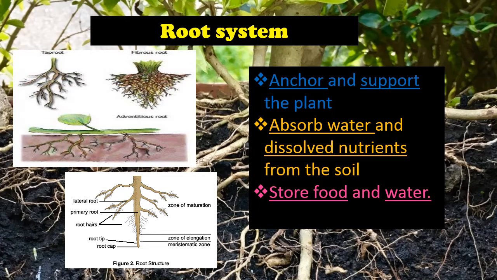Now students, this is the plant organ system, and in the next class we will discuss the shoot system and its parts.